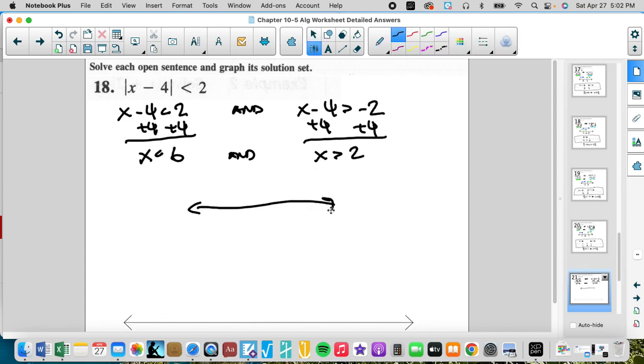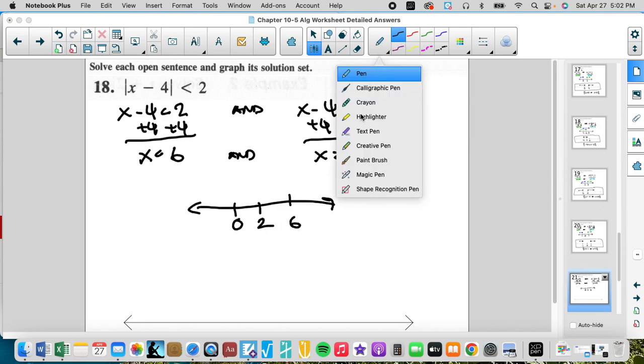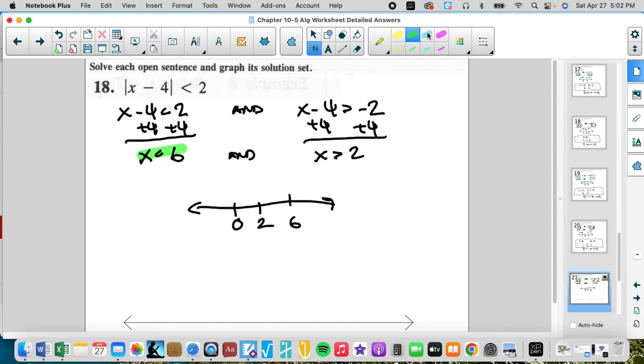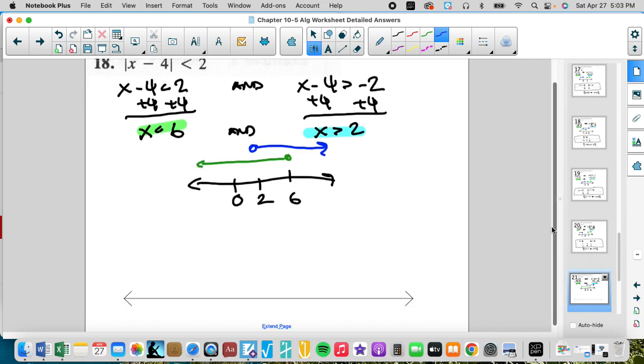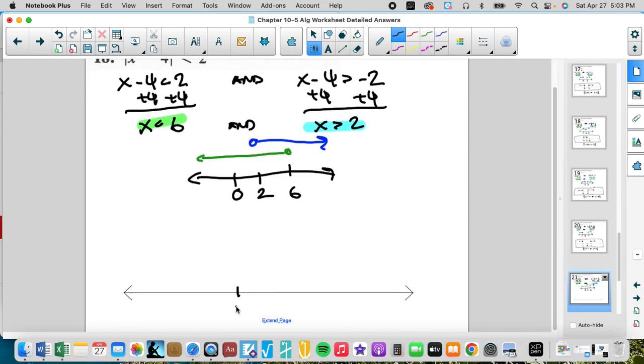Sketching. We get 0, 2, and 6. I want this in green. I want that in blue. Write that in green. X is less than 6, open circle. I want this in blue, open circle, greater than. And the intersection, because it's an and, it's going to look like 0, 2, 6. Open circle, open circle. Yep, that's where they overlap. That's where they intersect.